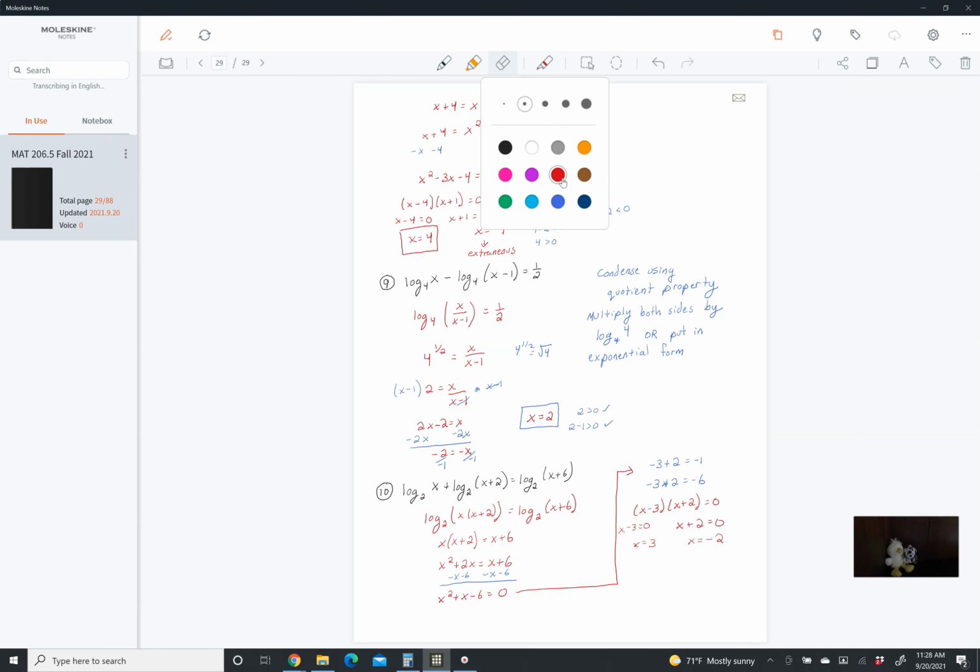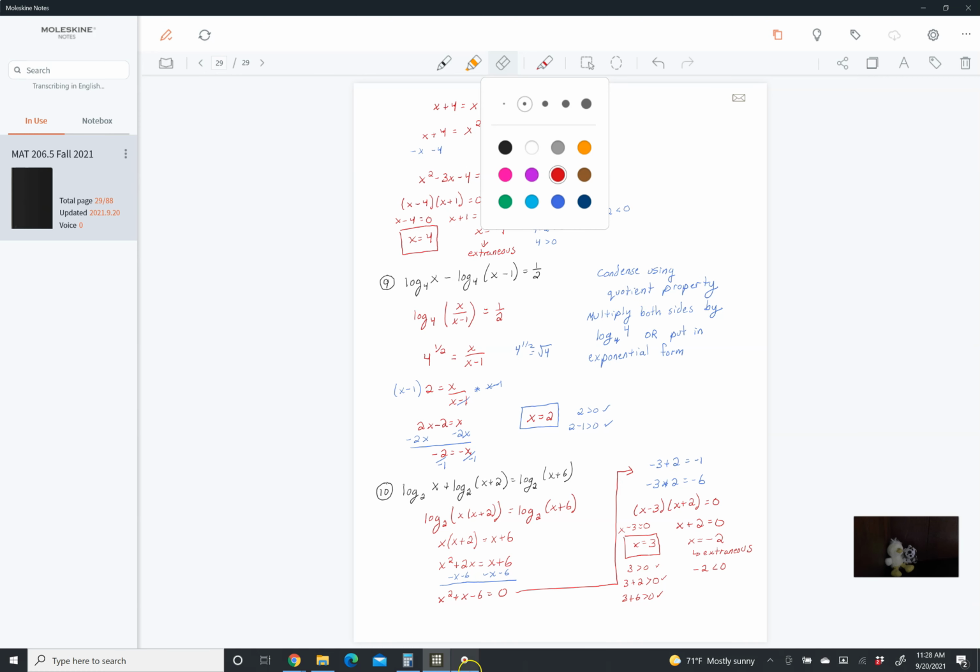Now we're just checking for extraneous solutions. So negative 2 is less than 0. Negative 2 is extraneous, right? Because we're plugging it into the first argument here. Now we have to do the same thing with 3. 3 is greater than 0, so we have to go to the second argument. 3 plus 2 is greater than 0, yes. And 3 plus 6 is greater than 0. So all three of these tell us this is a solution. Well, x equals negative 2 is extraneous.